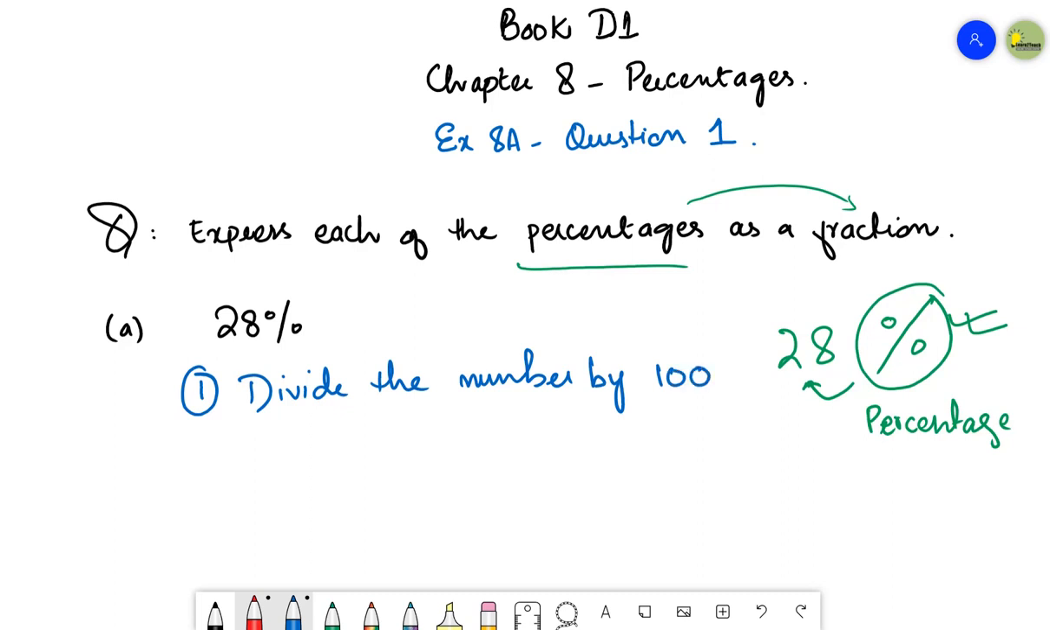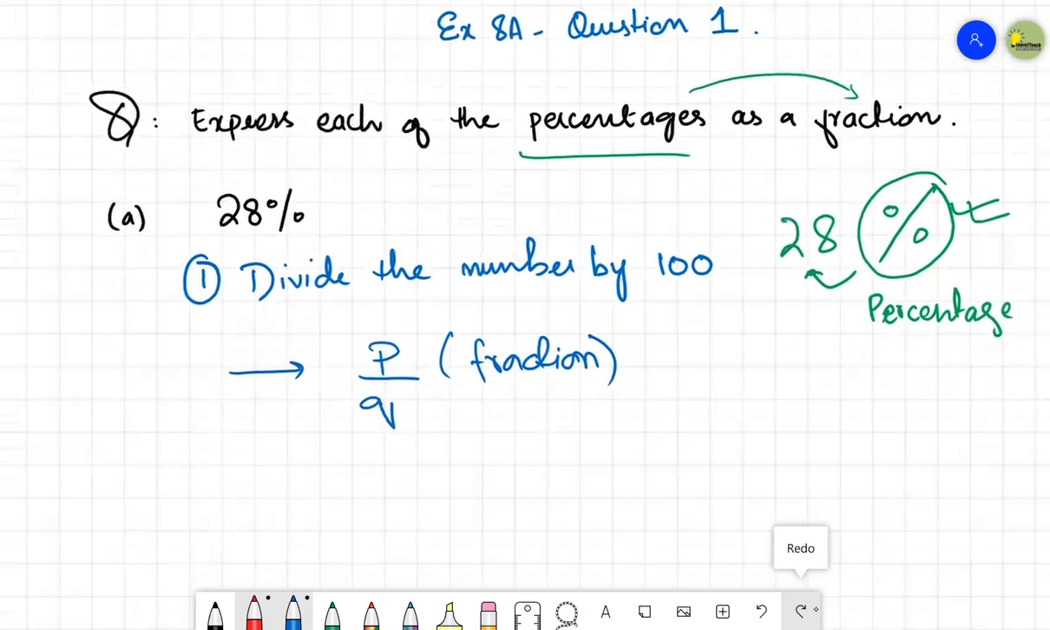Whenever you are given a percentage and you want to convert it into a fraction, what is a fraction? A fraction is any number in the form P upon Q. That is known as a fraction, or a rational number. So we have to convert the percentage into a fraction, and the most important step in order to do it is to divide the number by 100. Let me tell you how you can do this.